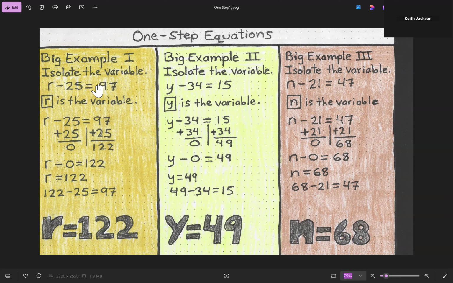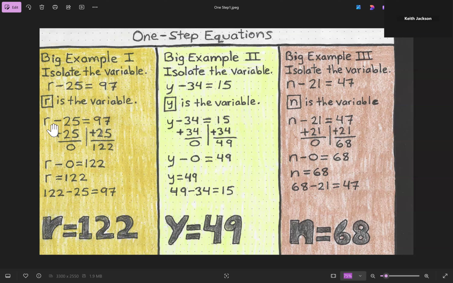And so in this case, in big example one, we have r minus 25 is equal to 97. And the key move here, the key step to make here is to isolate the variable. And in this case, r is the variable. What we're going to do is find out the magic number that is hiding behind r that will make this equation true. And in order to do that, we're going to have to isolate r again, right?